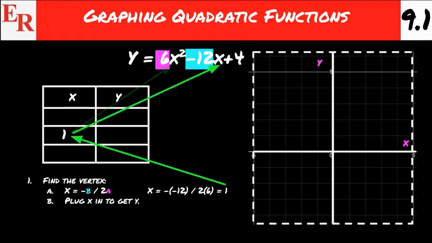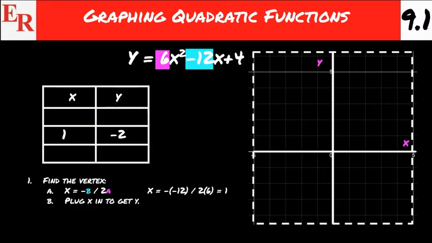Now we need to plug the x in to the equation to get the y value. So we'd have 6 minus 12 plus 4, giving us a negative 2 for our y value. Feel free to use your calculator for the arithmetic if you need to. So then what we're going to do is plot that vertex, 1 to the right on the x-axis and 2 down on the y-axis. And that's our turning point or our vertex. That's the most important part on that parabola.